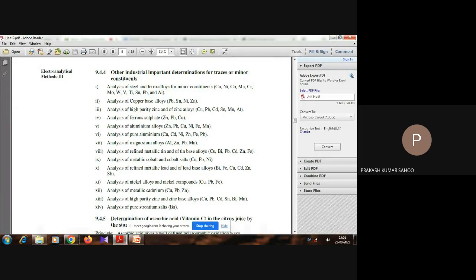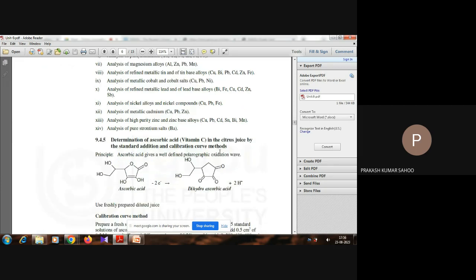Analysis of high purity zinc and zinc alloy: copper, lead, cadmium, tin, manganese, aluminum. Analysis of ferrous sulfate: zinc, lead, copper. Analysis of aluminum alloy: zinc, lead, copper, nickel, iron, and manganese. In pure aluminum: copper, cadmium, nickel, zinc, iron, lead, then manganese. These are the ions or trace metals which can be determined by using polarography.